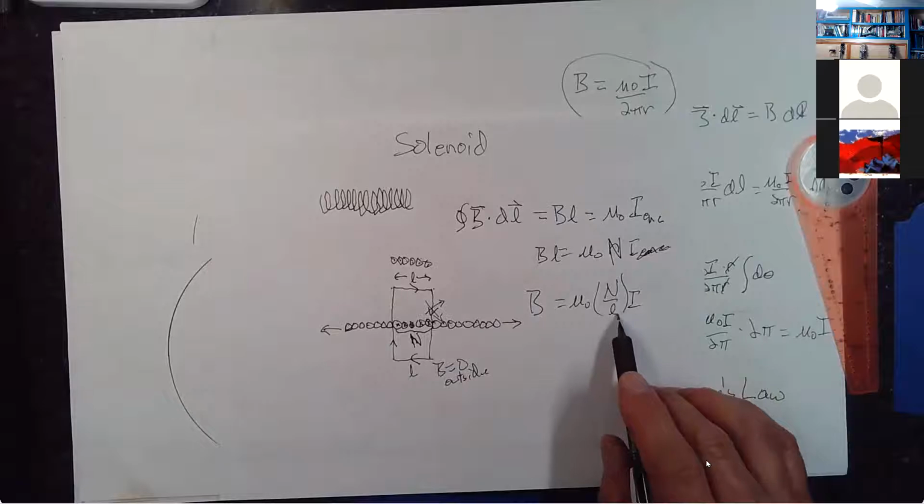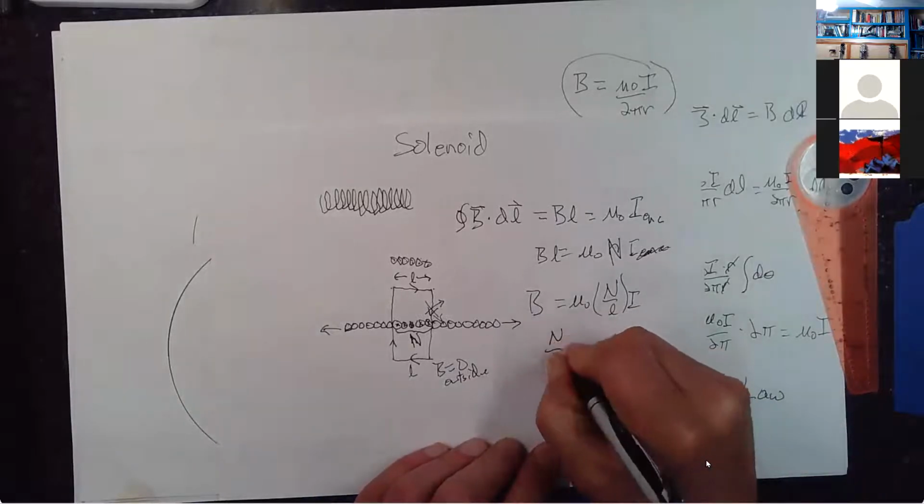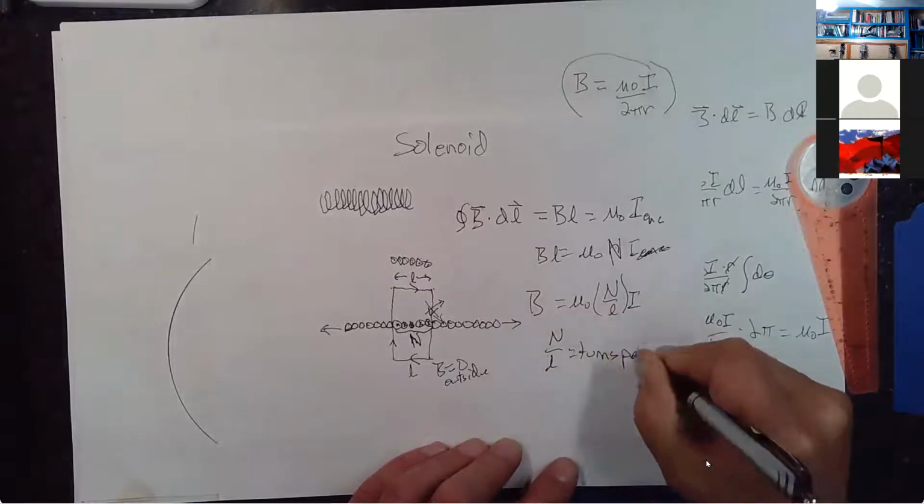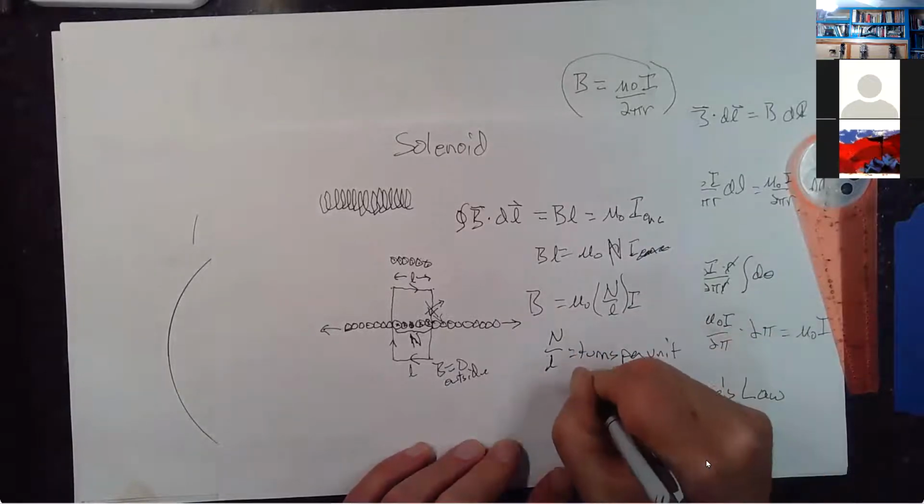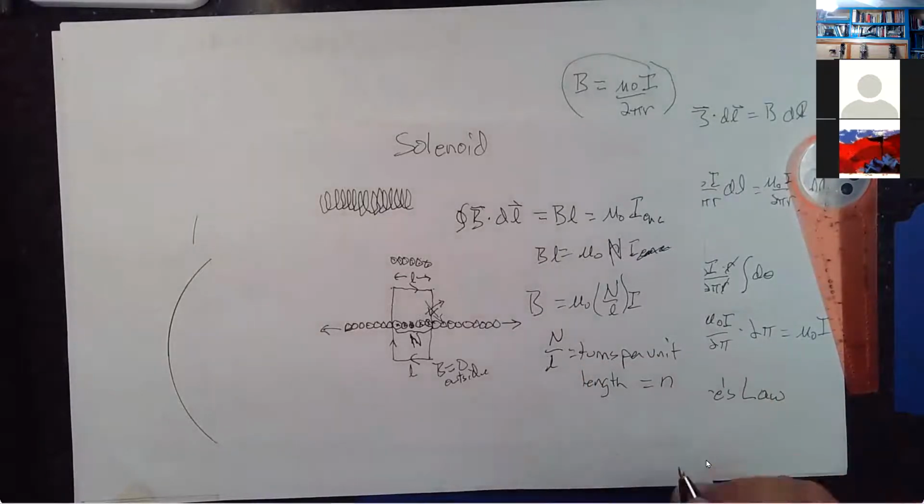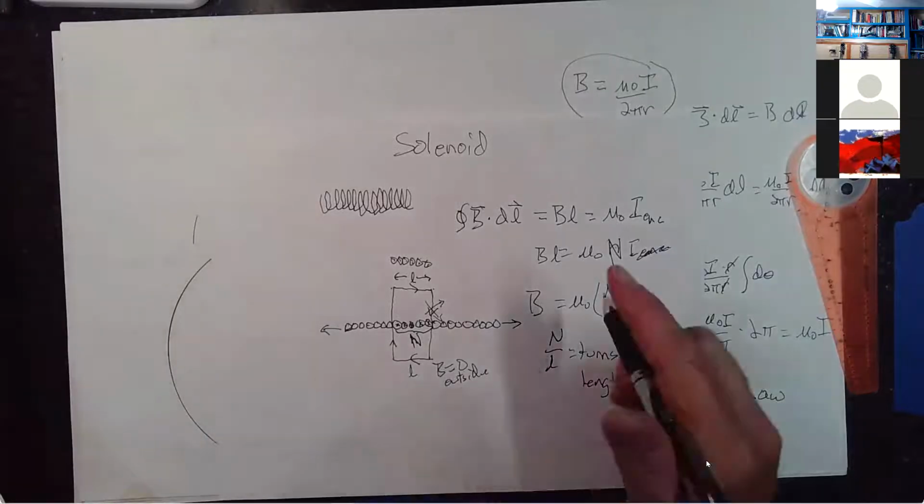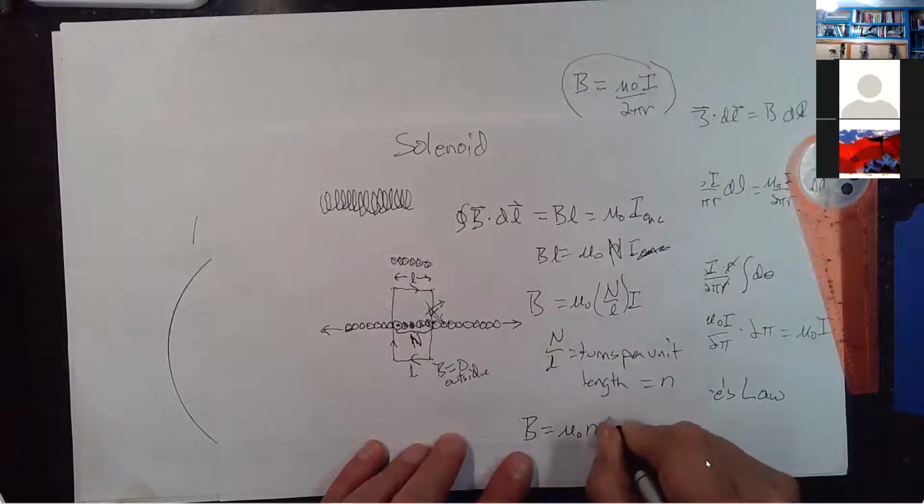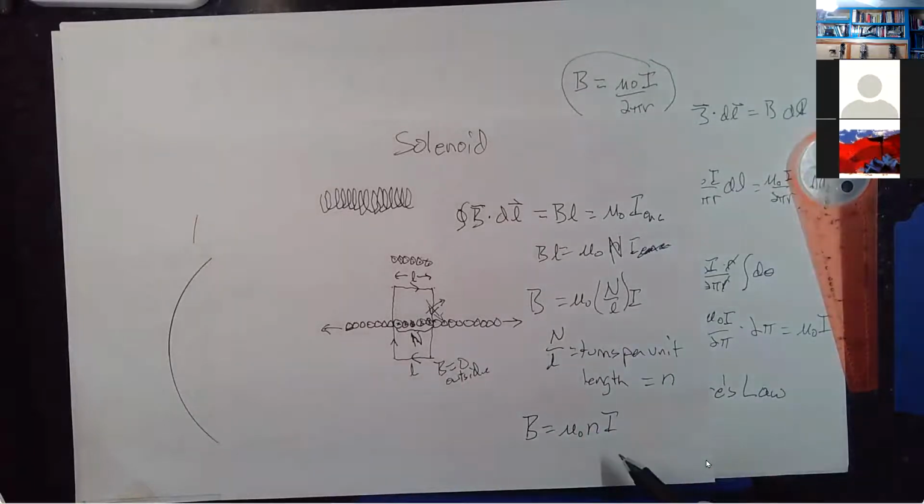N over L is actually something that shows up in solenoids. It's the number of turns per unit length, and we use a lowercase n to stand for that one. And so it's a pretty tidy expression. The magnetic field ends up just equaling mu naught n times I, and the n is the number of turns per unit length.